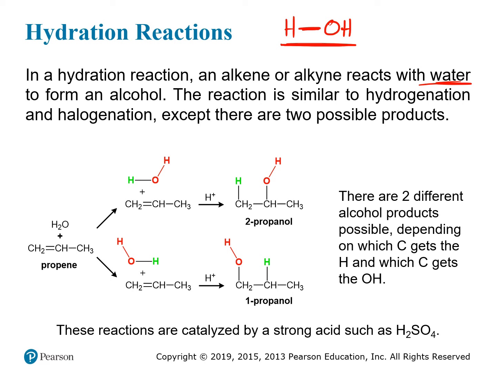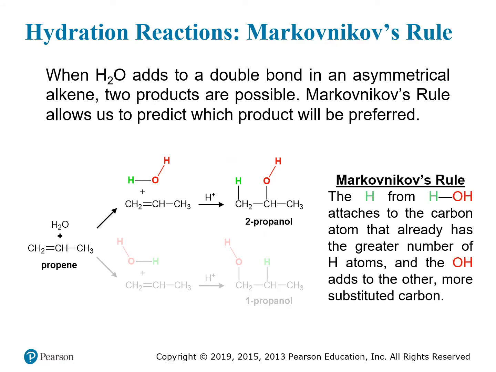Well, it turns out if you look at the way this mechanism occurs and the stability of the intermediates, this one on top is the preferred outcome. This is called the Markovnikov product. It's a consequence of Markovnikov's rule. That's the Russian scientist who first discovered this phenomenon. Again, the reasons for this are in the details of the mechanism, and they're a little bit beyond the scope of this course, but the rule itself is relatively easy to remember.